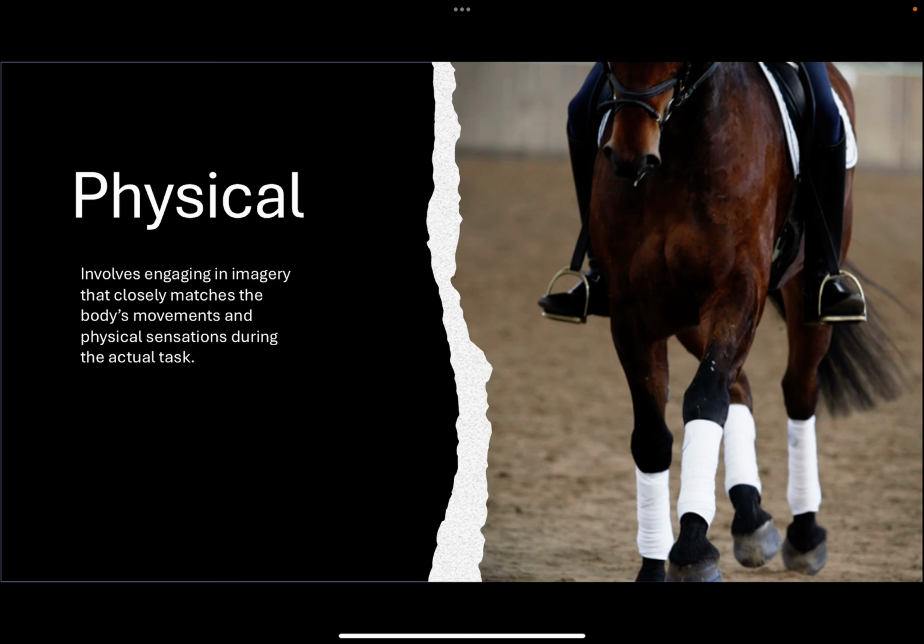So we start with physical. P is for physical. This involves engaging in imagery that closely matches the body's movements and physical sensations during the actual task. This could mean sitting in an on-horse position, so perhaps you could sit on a football or a saddle chair, and potentially incorporating clothing or equipment associated with the skill. That might be sitting in your jodhpurs or perhaps holding a pair of reins.